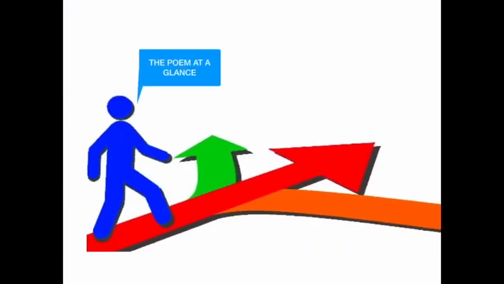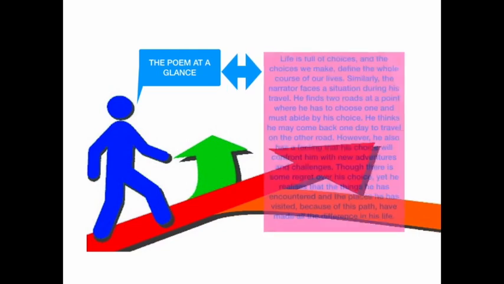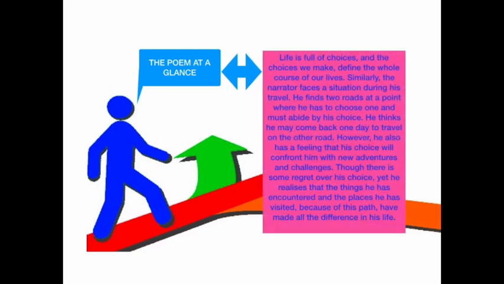So, my dear students, you can see the poem at a glance on your screen. Life is full of choices, and the choices we make define the whole course of our lives. Similarly, the narrator faces a situation during his travel. He finds two roads at a point where he has to choose one and must abide by his choice. He thinks he may come back one day to travel on the other road.